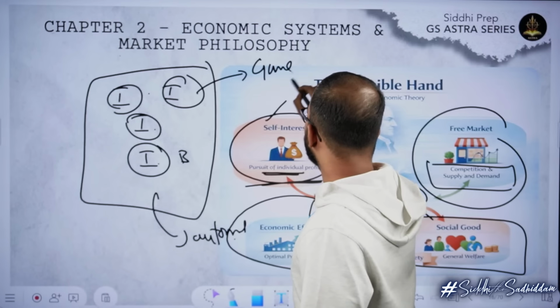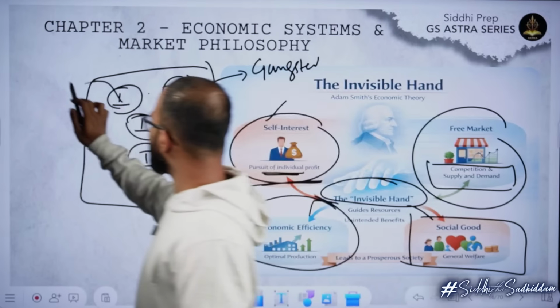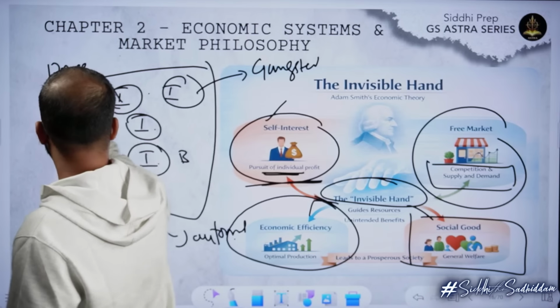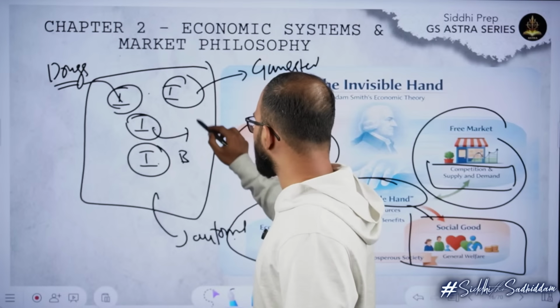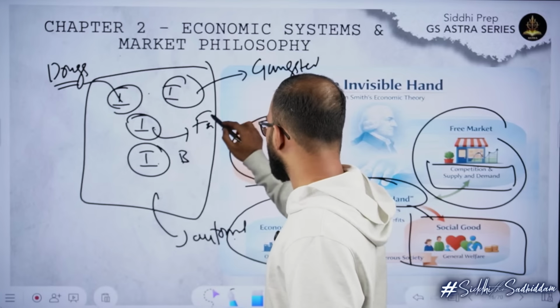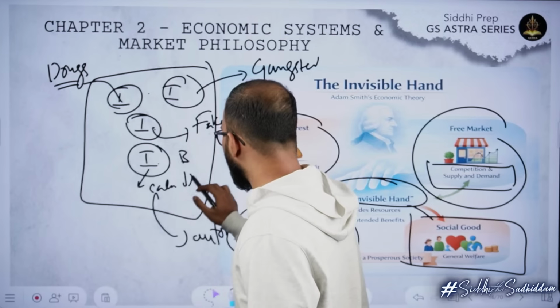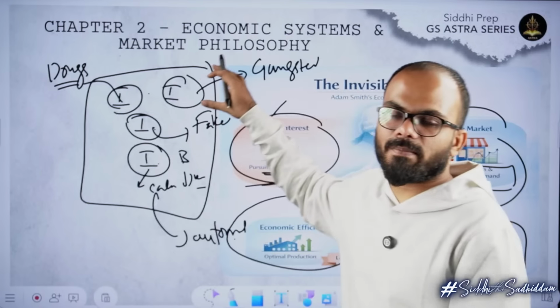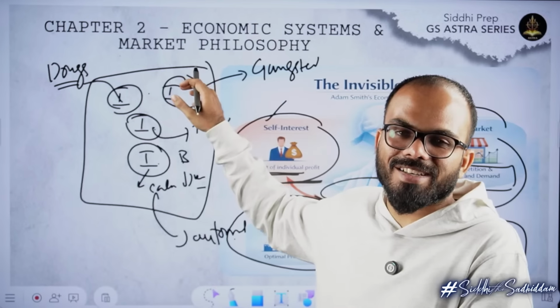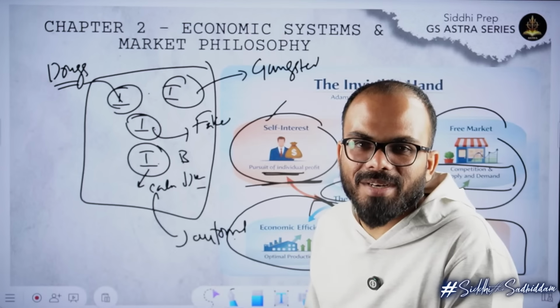So see, when I am talking about everyone wanting their best interest, let us consider this fellow is a gangster. This fellow sells drugs. And this fellow prints, let's say, fake currency. And this fellow is a calm, docile person. Can these 5 people live together with a common interest? Can they grow together with a common interest?